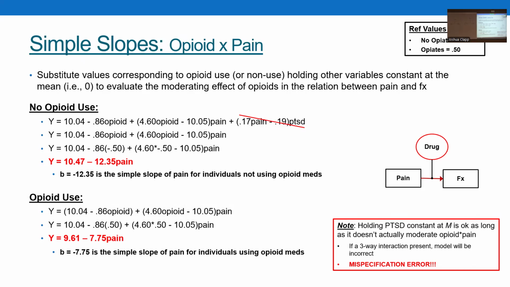Do I have a reason to expect that PTSD levels would change the nature of the interaction between opiate use and pain? Maybe, right? But if I don't have a very clear and easy solution for that, then I'm probably not going to include it in my model. Or include it in your model and just leave it alone.